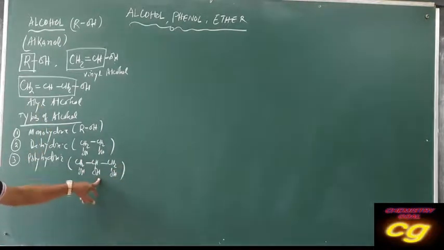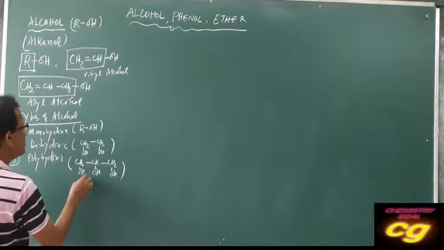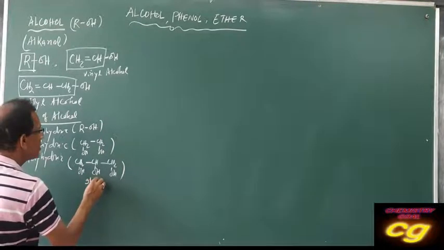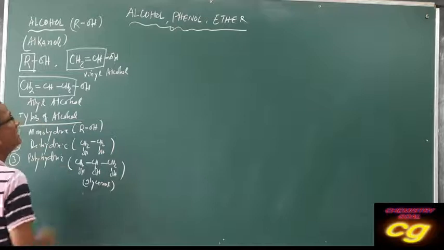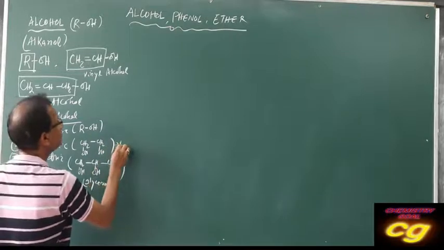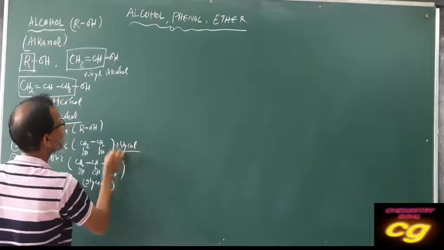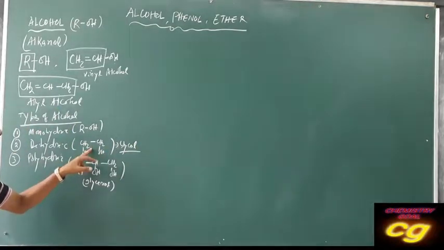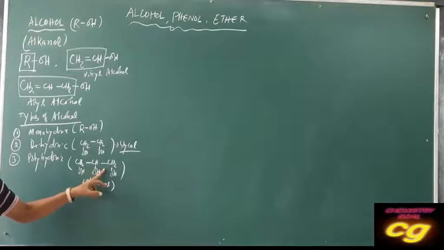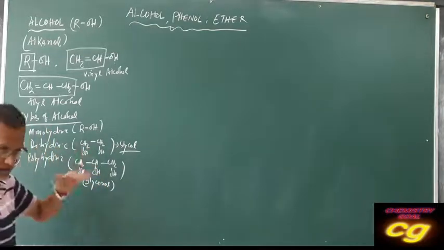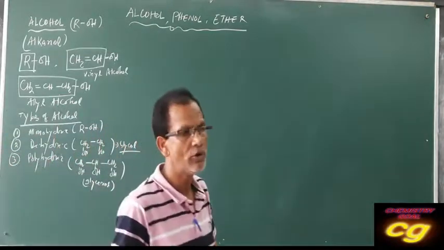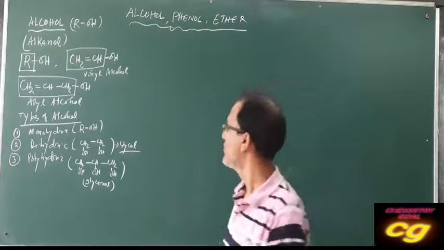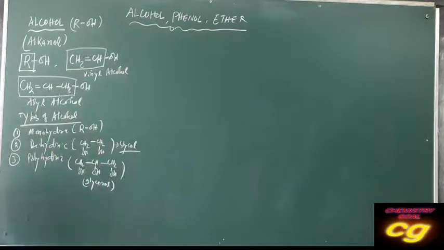This is called trihydric alcohol, and it is part of polyhydric alcohol. It is called glycerol, and the dihydric one is called glycol. So glycol is a dihydric alcohol, glycerol is a trihydric alcohol. These are the different types of alcohol on the basis of the number of OH groups. The classification under that starts with monohydric.